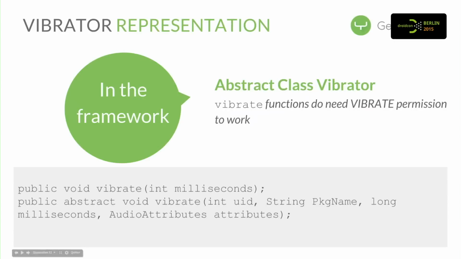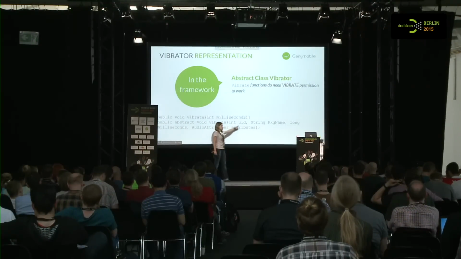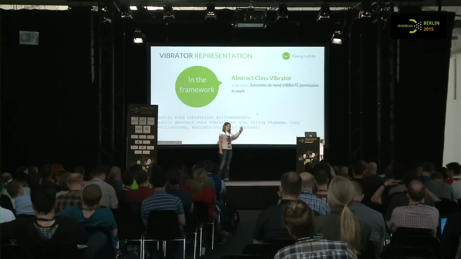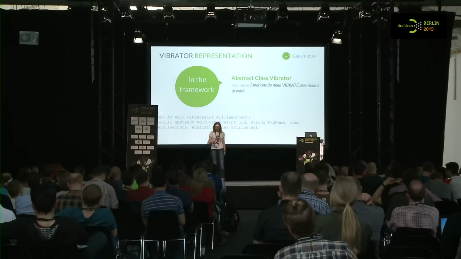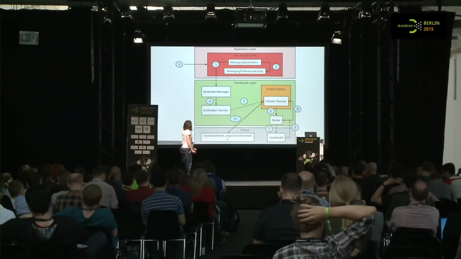So in the framework, there exists a representation of the vibrator. It's an abstract class. What we want to find is this famous vibrate function here. This function is using an abstract function, and as you see here, there's something very interesting. It is asking for the UID. It's what we're going to try to find in the system. So let's go. Act 1.